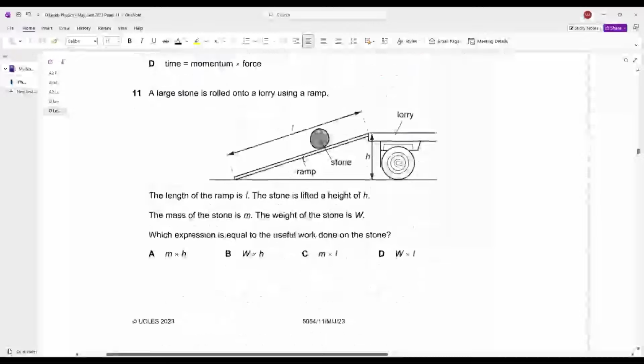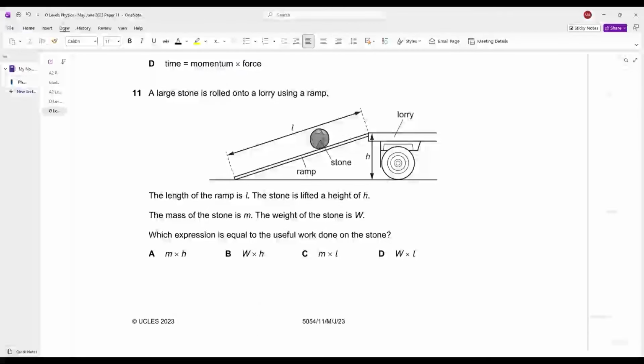आगे बढ़ते हैं. A large stone is rolled onto a lorry using a ramp. The length of the ramp is L. The stone is lifted by a height of H. The mass of the stone is M. The weight of the stone is W. Which expression is equal to the useful work done on the stone?